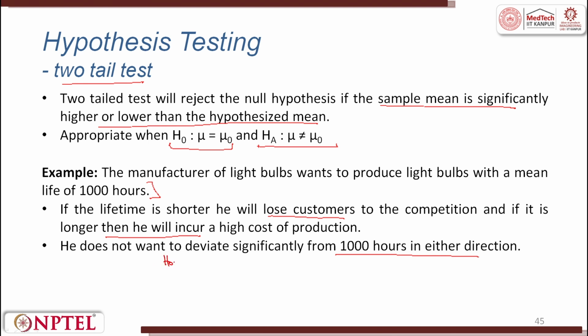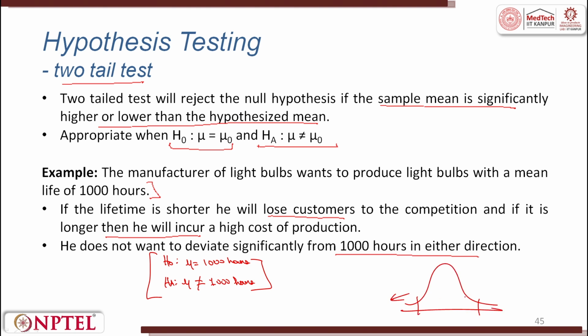So, it could be written in this way: H naught is that mu, which the manufacturer wants, is 1000 hours, and HA, that is the alternative hypothesis, could be that mu is not equal to 1000 hours. That is, in both directions it could be rejected or not rejected. Either this side or this side we have a rejection region. I will show you details of this frequency polygon in the end. This is a two-tail test.